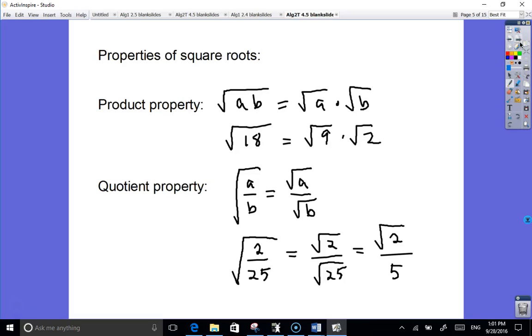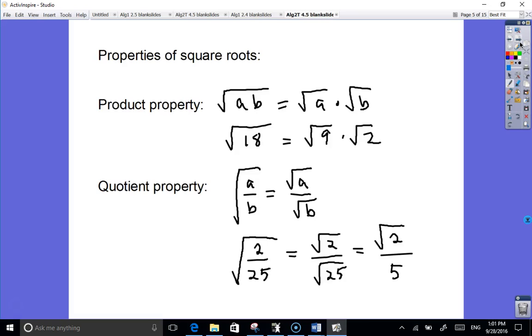And then you have a quotient property, right? Quotient meaning a divide. If you have the radical of a quotient, you can actually make that the quotient of two radicals. The square root of a over b is the square root of a over the square root of b. If it helps you to do that, then you can simplify one part of it.